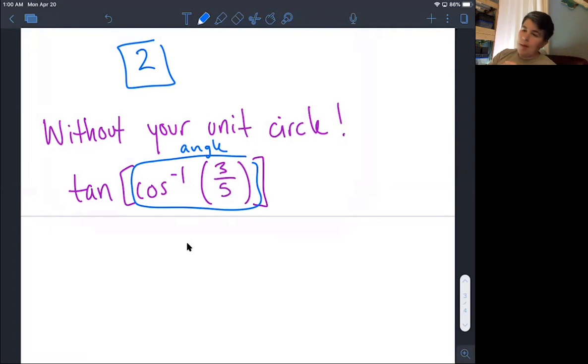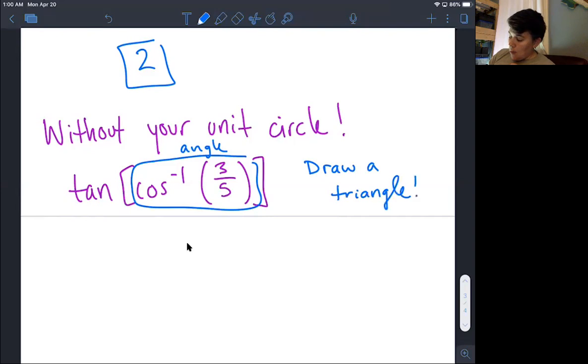And I don't want you to go grab your calculator and type in inverse cosine because it's going to give you a long number and I don't want you to do that. Even though you can do that, I want you to be able to show me your work and how you figure this out. So check this out. What you're going to do, y'all, is just draw a triangle.